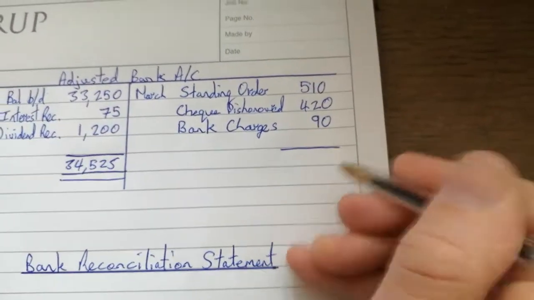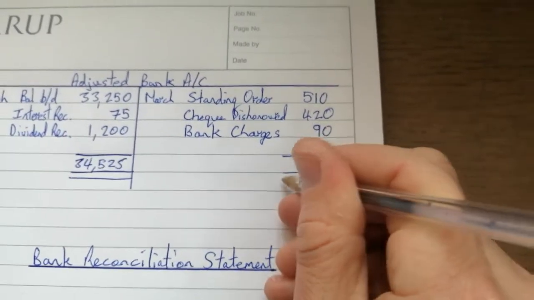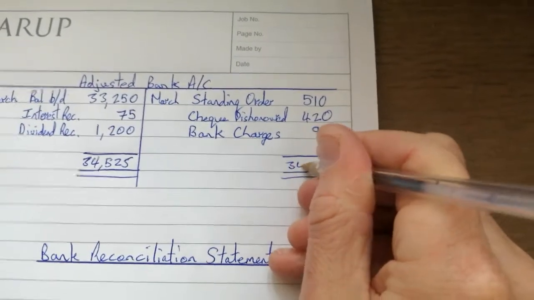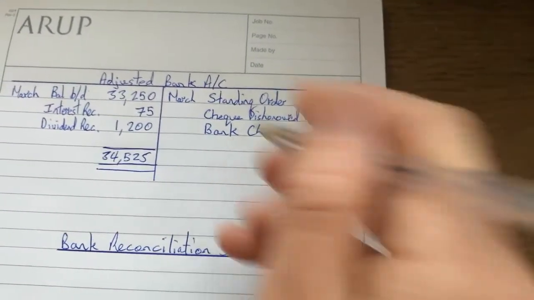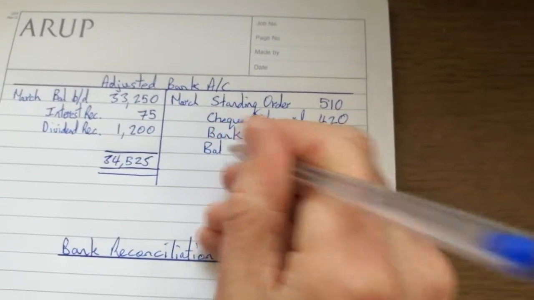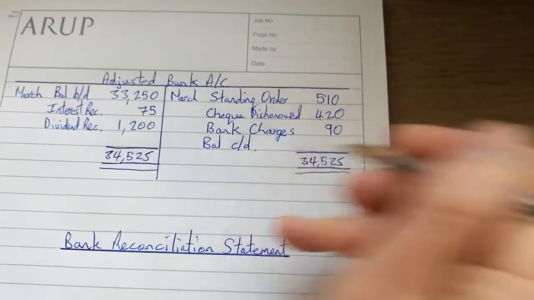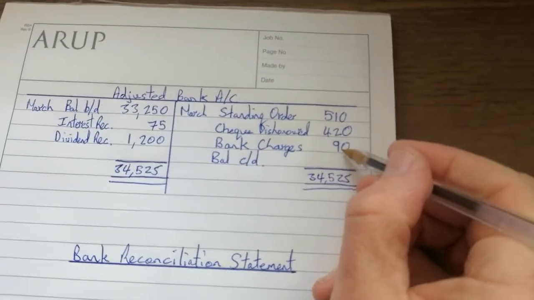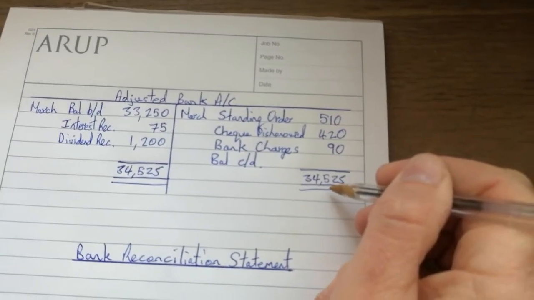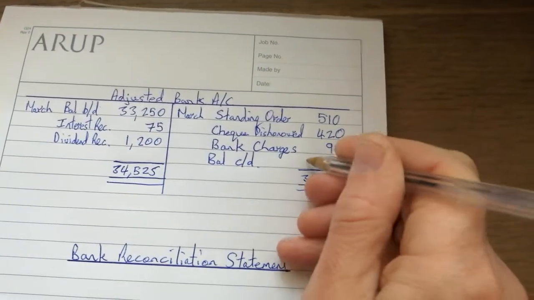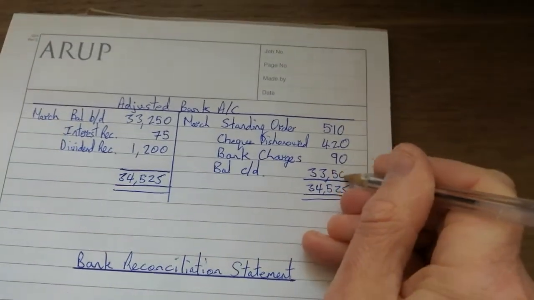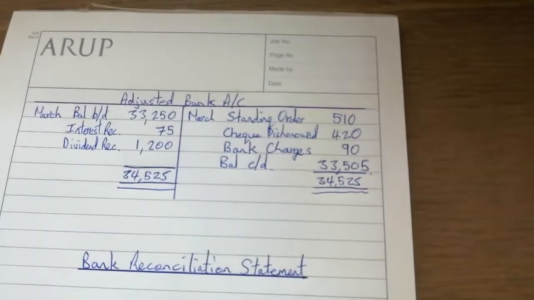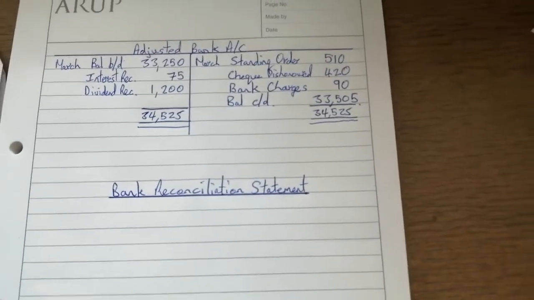Okay, so if that's the total on that side, it has to be the same total over here. 34,525. Okay, and then we need a balance carried down here. Balance carried down, and if we add the three of these together and subtract from 34,525, we get this figure here, and I did it earlier as well, as I say, and it's 33,505. Okay, in the next video we'll move on to the bank reconciliation statement.